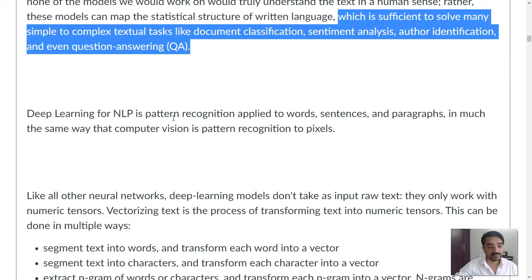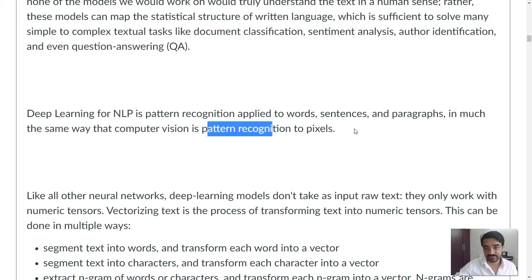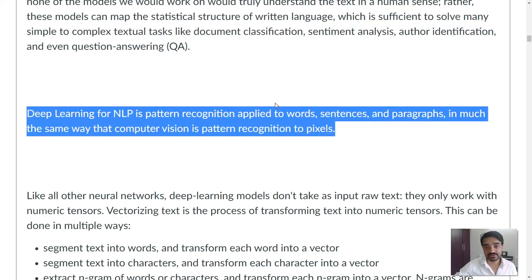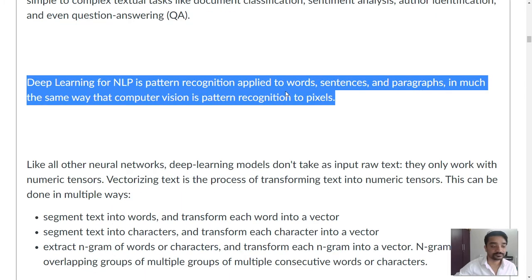Now, deep learning for NLP is pattern recognition applied to words. Till now, we were doing pattern recognition for features in images. Now we're talking about pattern recognition applied to words. In fact, today we're going to see code where we'll use a convolutional neural network for NLP, right? So we're going to look at that as well. Sentences and paragraphs are treated in much the same way as computer vision does pattern recognition on pixels, right? So exactly the same stuff which we have covered, but now we'll have to work with fully connected layers and LSTMs and GRUs and understand how they link internally.